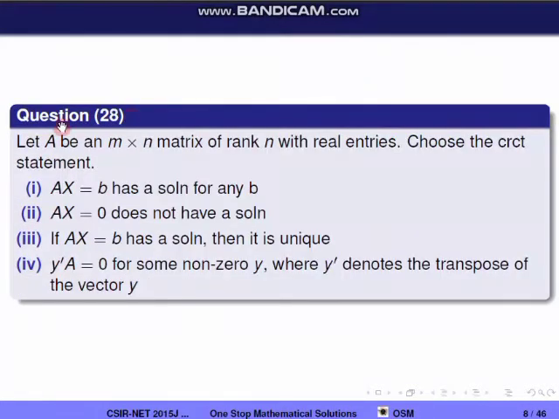Next question, question 28. Let A be an M cross N matrix of rank n with real entries. Choose the correct statement. So they are given a matrix A here whose rank is given. We have to find which of the options is true. We'll look into the concept used.